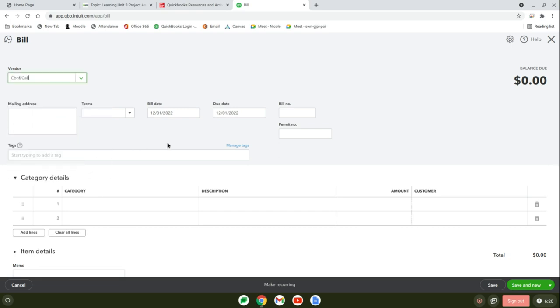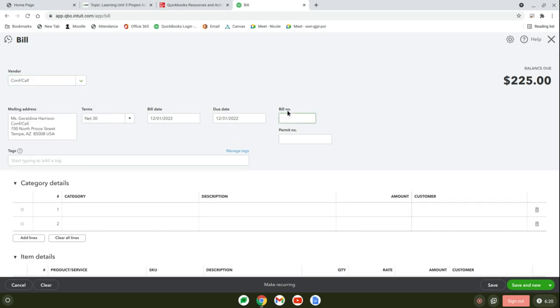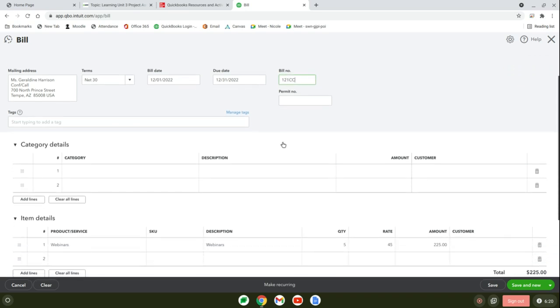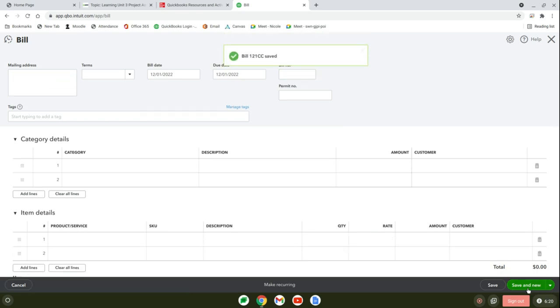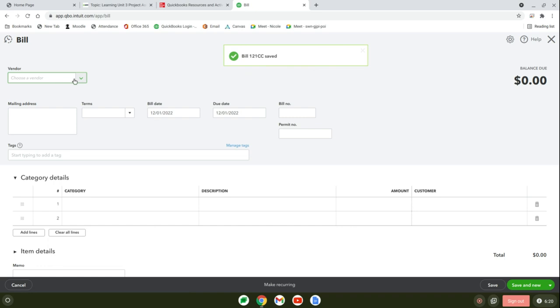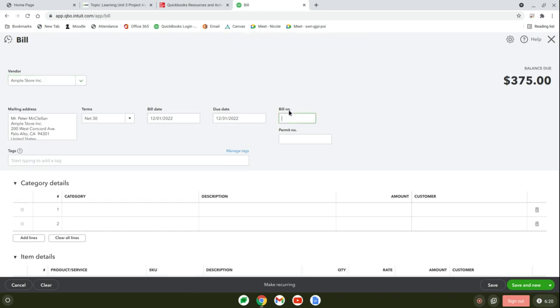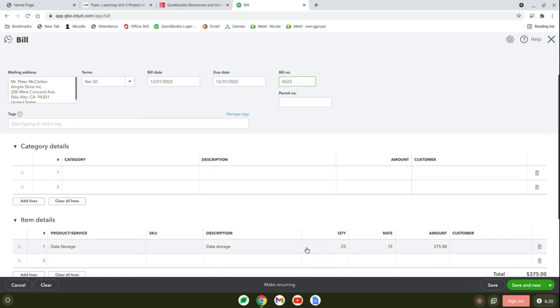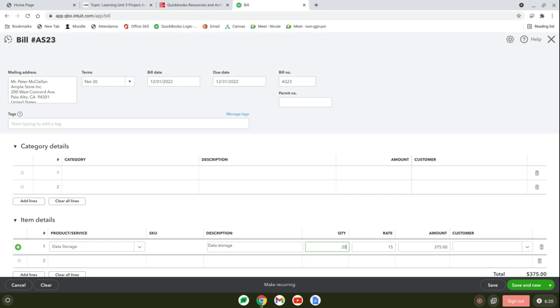The next one is conference call. The bill number is 121, capital CC. You're going to scroll down and select 5 webinars. I already have that. I'm going to go save and new. Because the next one is Ample Store. The bill number is capital AS23. You're going to scroll down, and that's going to be 20 data storage. Save and new.